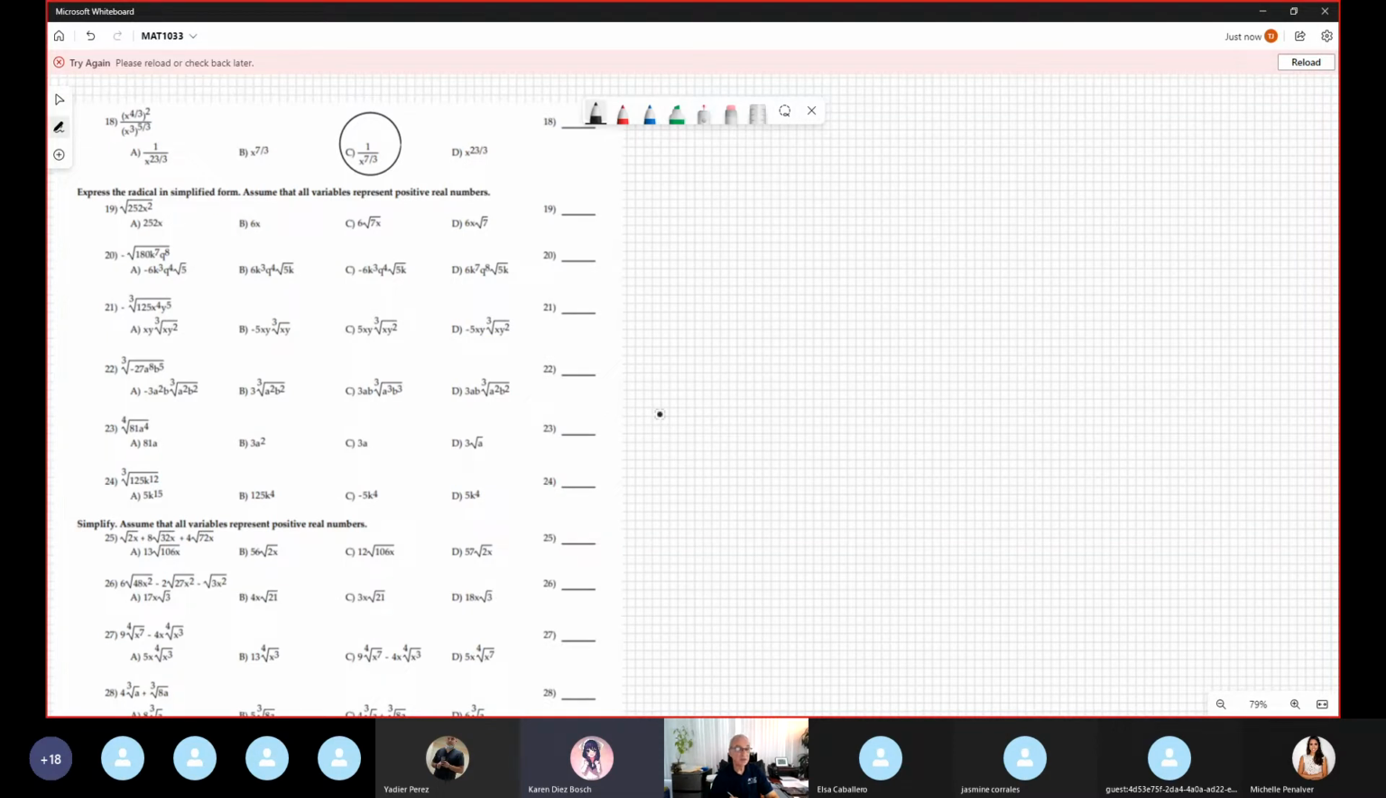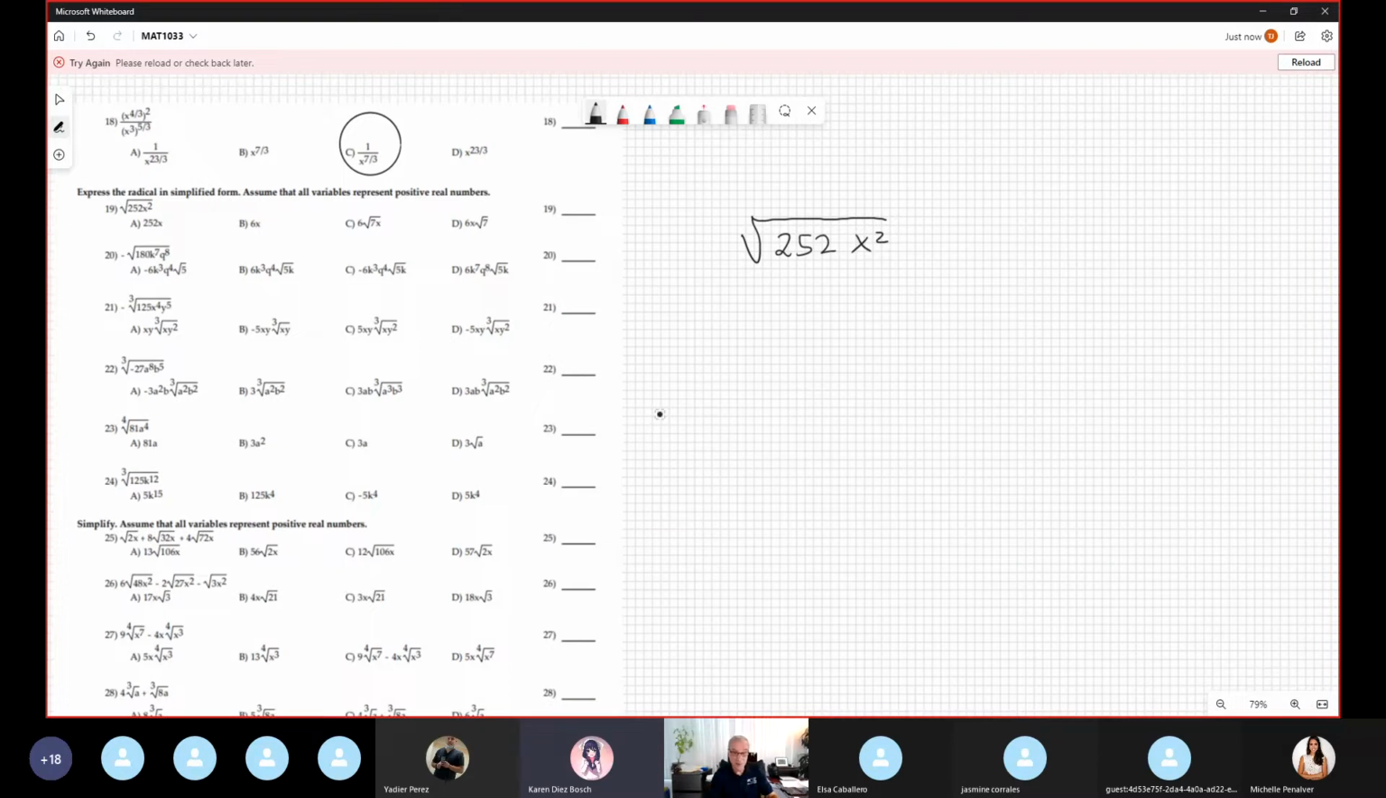Express the radical in simplified form. What does simplified form mean? Suppose we have 19 square root of 252 x squared. Okay, you analyze separately, independently, the numerical part and the variable part. In this case, you have only one variable, x. In another problem, we may have two variables, k, q, x, y, a, b. It doesn't matter. You analyze separately, variable by variable, and the numerical part.